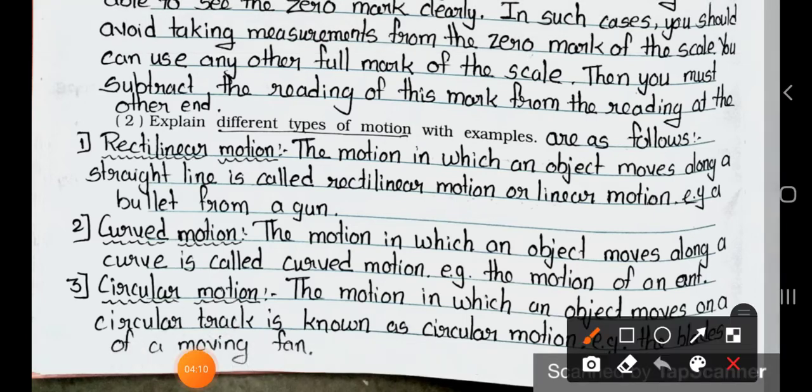Second point, curved motion. What is meant by curved motion? The motion in which an object moves along a curve is called curved motion. Example, the motion of an ant.